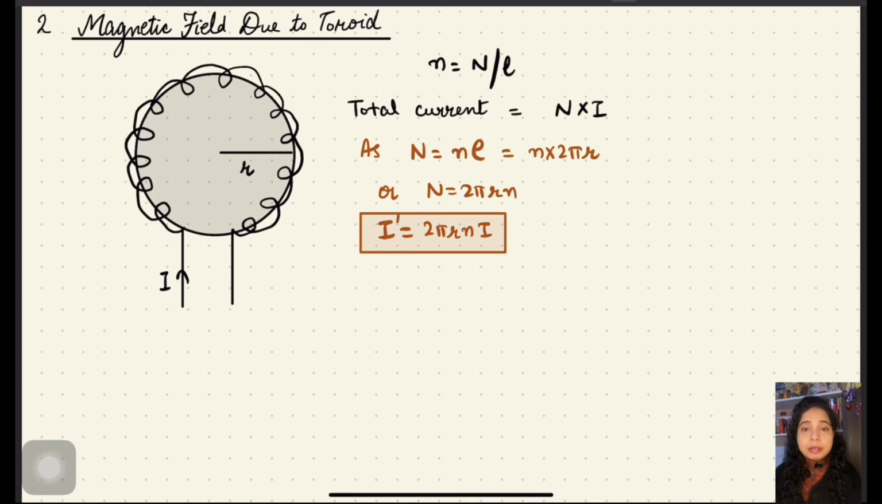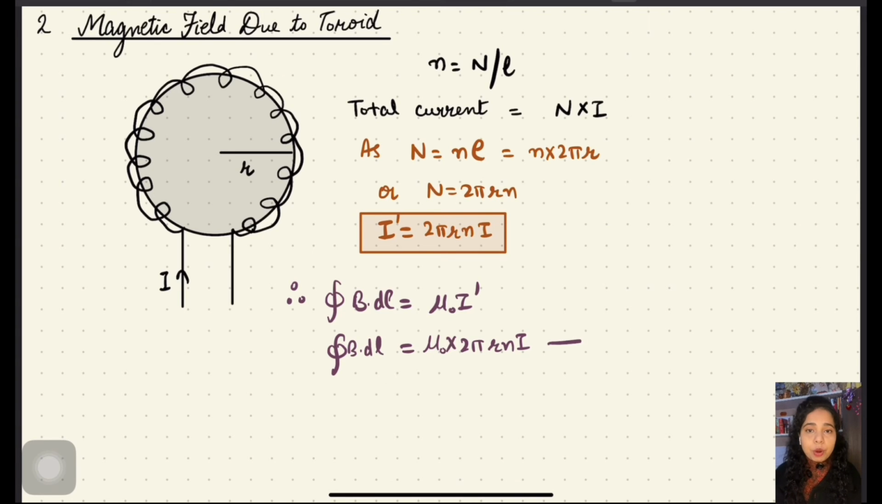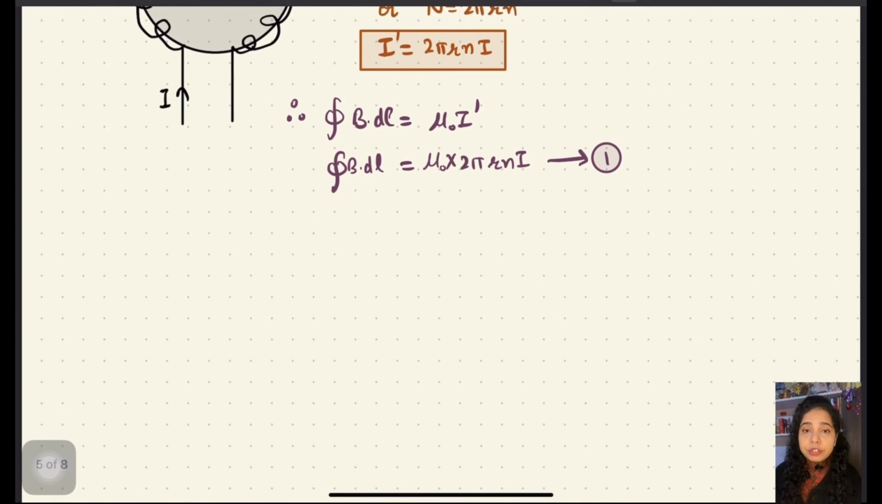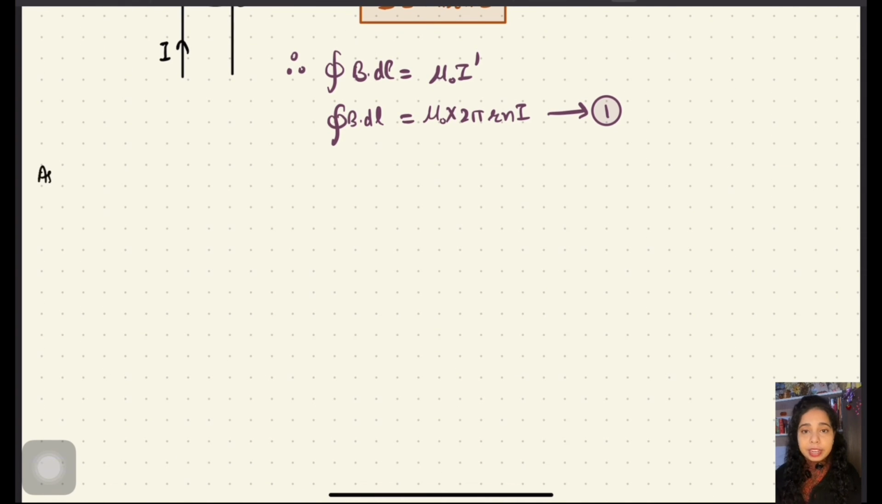Therefore, closed integral B dot dl is equal to mu naught multiplied by the total current. So closed integral B dot dl is equal to mu naught into 2 pi r n into I. This is the Ampere circuital law. Let us mark it as equation number 1. Now, talking about the further part, we need to solve closed integral B dot dl. Here we have closed integral B dot dl is equal to closed integral B dl cos 0.